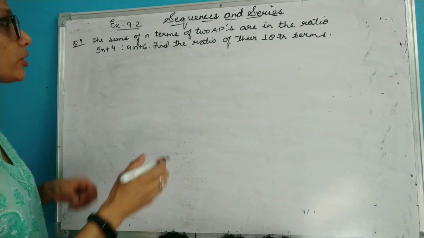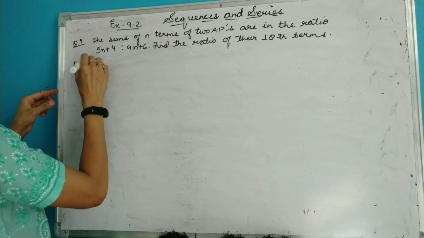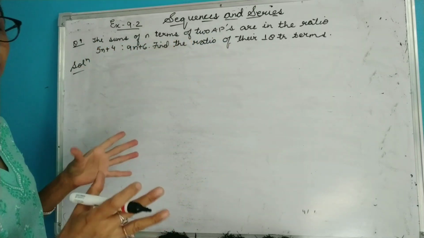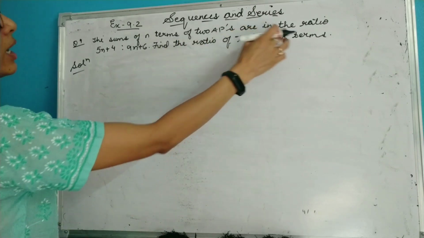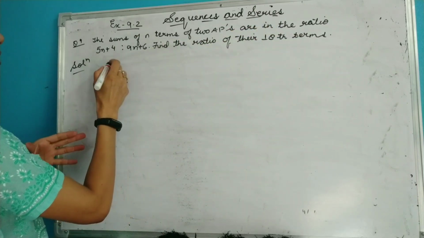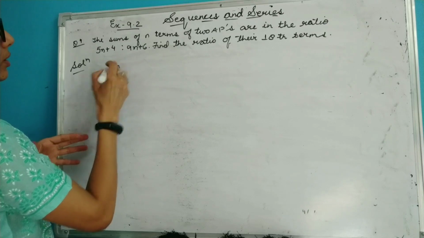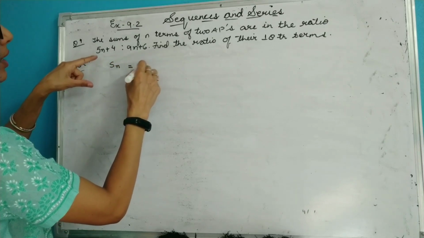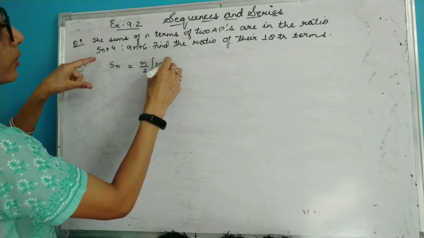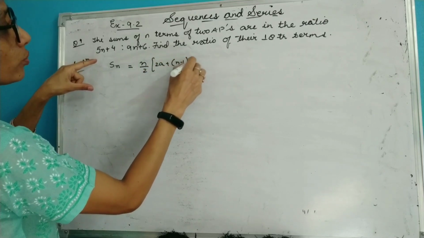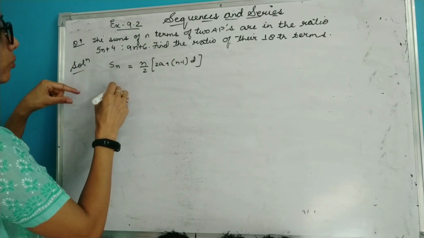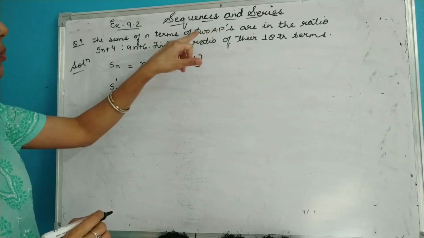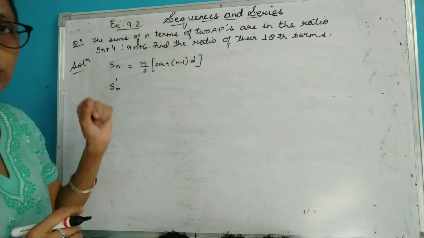See this question, children. It is given here the sums of n terms of two different APs are given to you, in this ratio. That means this is, say, the sum of the first series, which is given by n by 2, 2a plus n minus 1 into d. Now children, when you are taking another AP, that means two different arithmetic progressions are given to you.